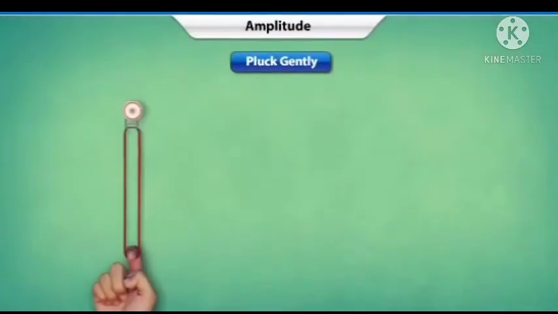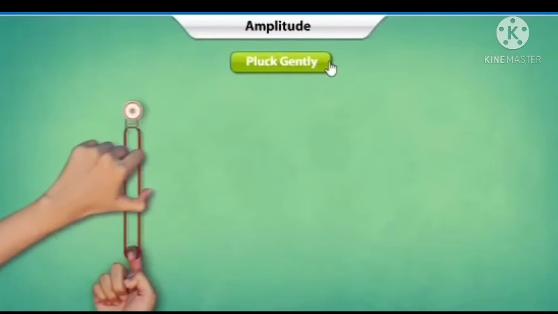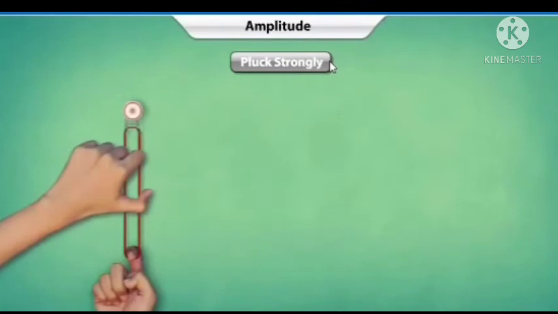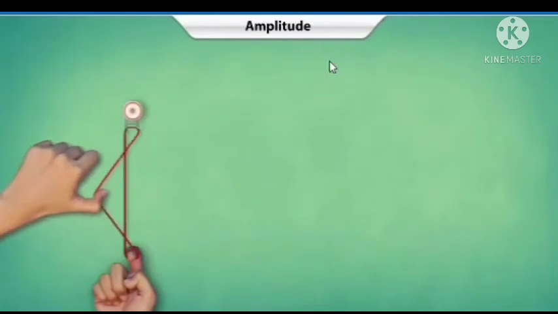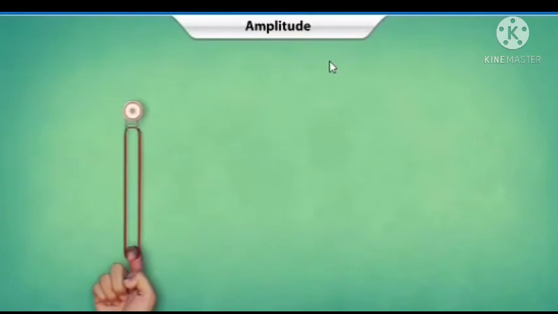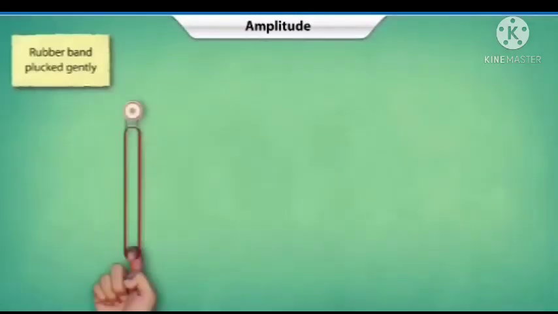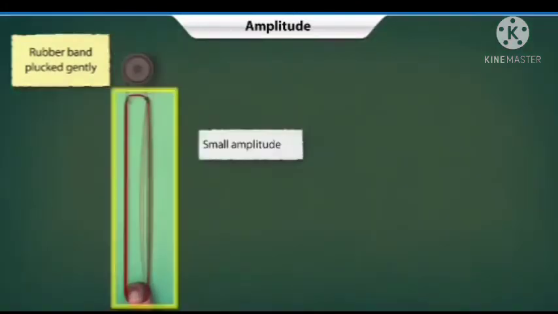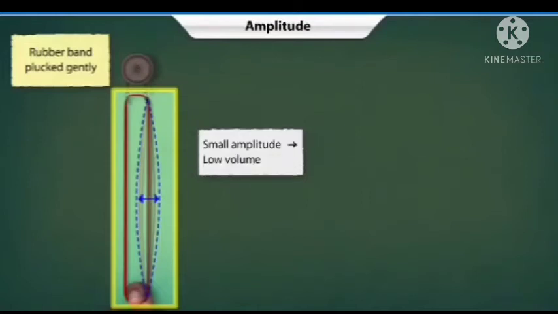Stretch the rubber band, pluck it gently, and listen to the sound. Next, pluck the stretched rubber band strongly and listen to the sound. Isn't the sound louder this time? When you pluck the rubber band gently, the force applied is small, and this produces vibrations with small amplitude. That is, the rubber band is displaced only a short distance from its original position. Small amplitude results in a sound with low volume.